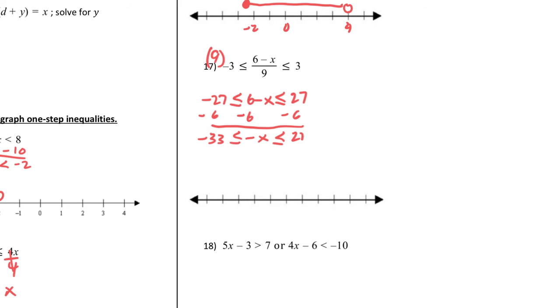All right, divide everything by negative 1. That switches directions of all the inequalities. So that means 33 is greater than or equal to x, which is greater than or equal to 21. So you got 33 somewhere around here, and you got 21 somewhere over here, and it's closed circles in between those two. There you go.